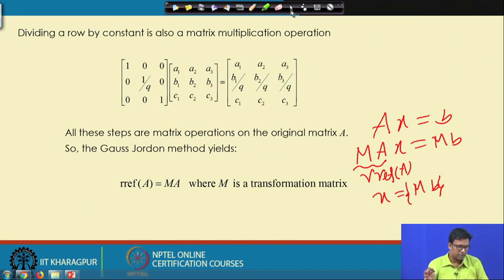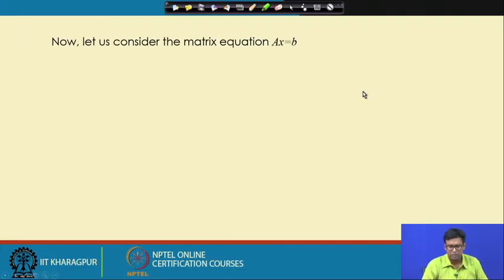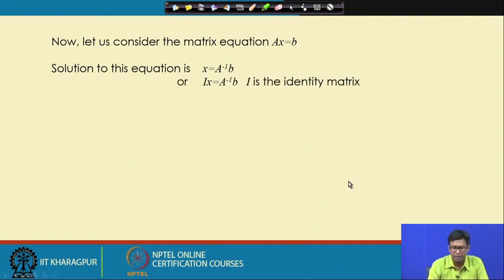Now, interestingly, this method can be further applied to identity matrices, and we will see that it gives us the inverse of a particular matrix. Now, let us consider the matrix equation A x is equal to b. The solution to this equation will be x is equal to A inverse b, or if I multiply the identity matrix I with x, I x is equal to A inverse b is the solution of the matrix, where I is the identity matrix.